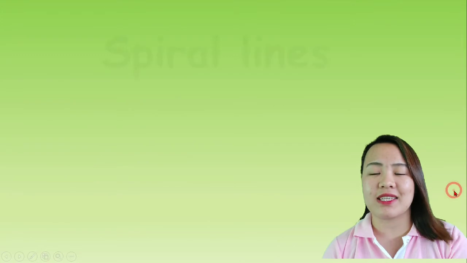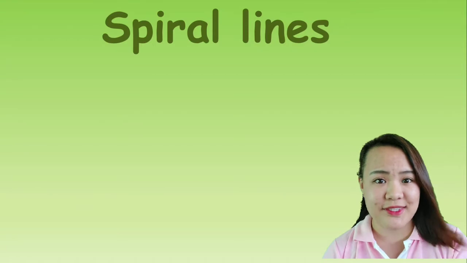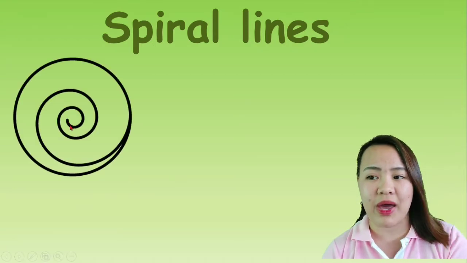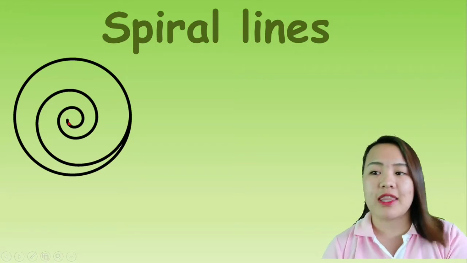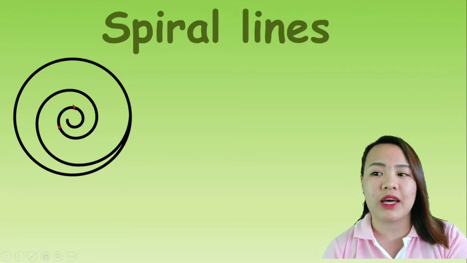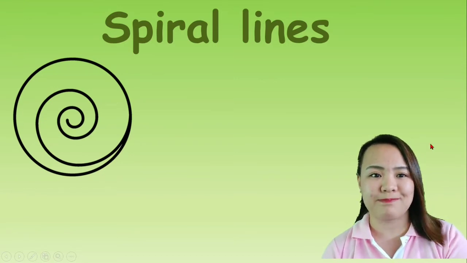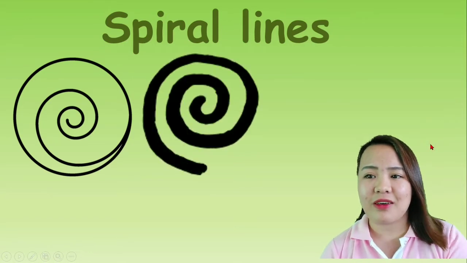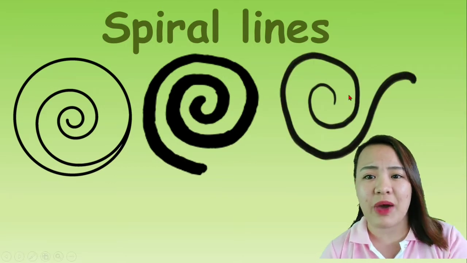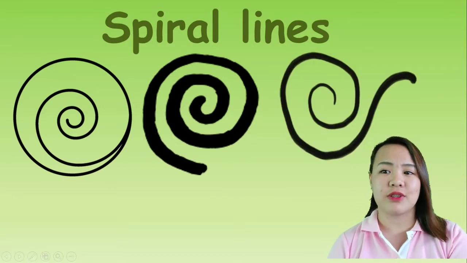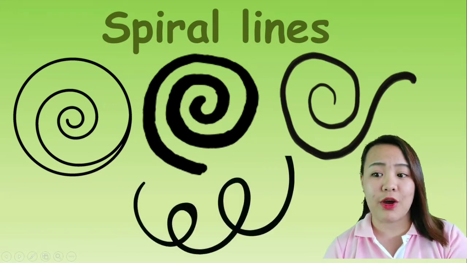Next line is the spiral lines. How do we draw spiral lines? This one are your spiral lines. You're going to start with the center here, and then you're going to just follow some lines. You're going to do it like this. Another, we have thicker spiral lines, and we have this kind of spiral lines. So those are your spiral lines. We also have this one.